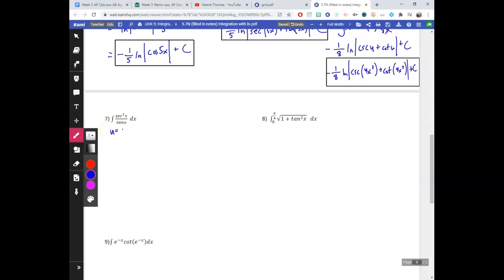u is tangent of x, so du is going to be secant squared of x dx.